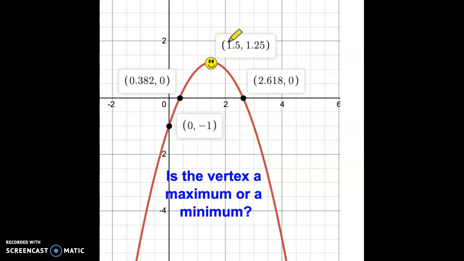And hopefully you said the ordered pair 1.5, 1.25. This smiley face right here shows us where the vertex is. Now, since this parabola opens downward, is that vertex a maximum or a minimum? Here, I forgot to put a slide in here that has the answer, but the vertex is a maximum. It is the highest point on the graph.